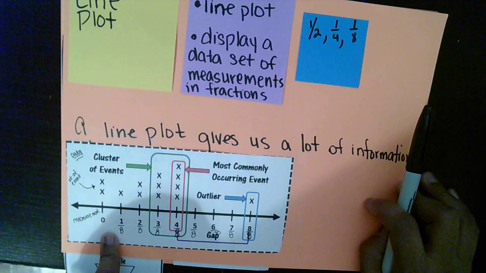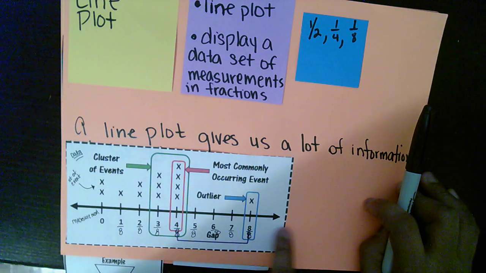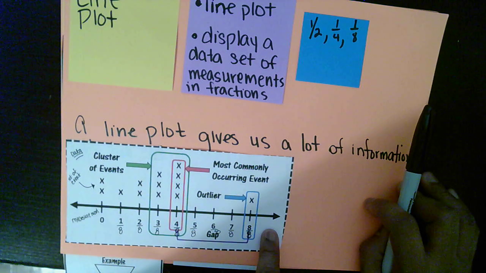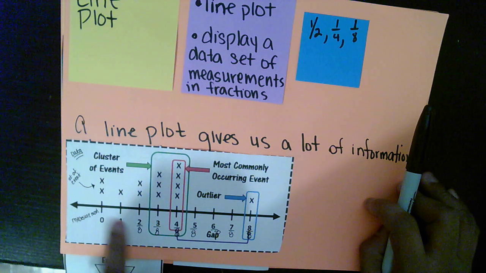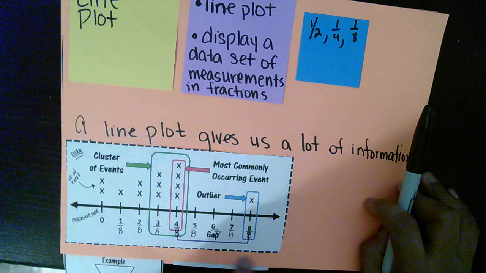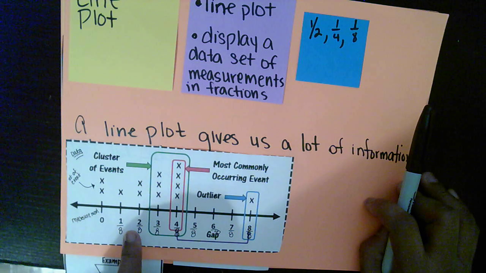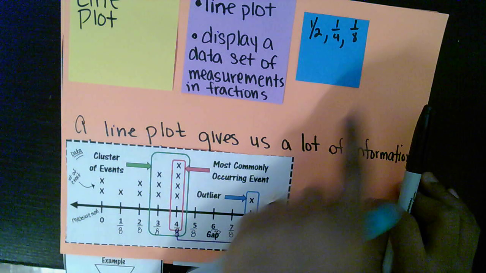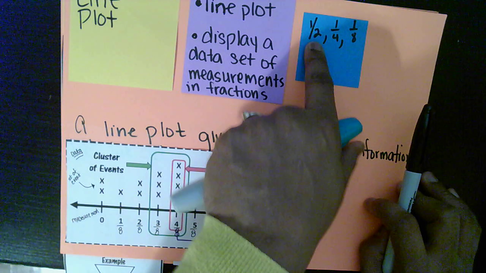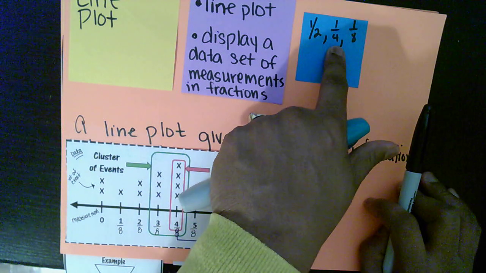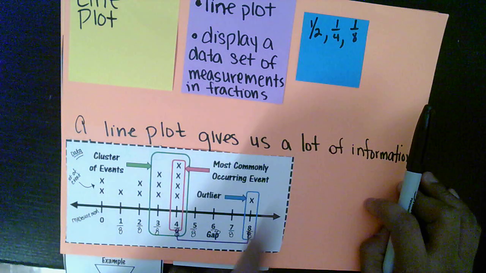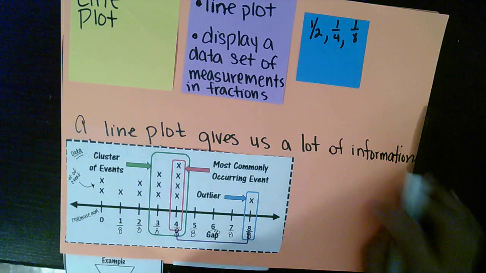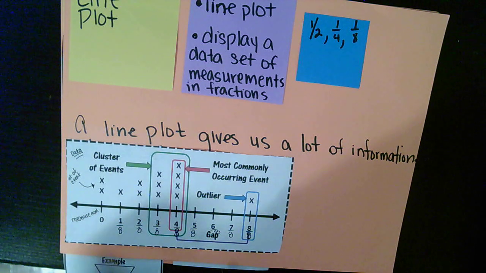So maybe in the past you've seen a line plot just like this, or a bar graph, or a pie chart, and it's broken in wholes. So it might be 1, 2, 3, 4, 5. But in fifth grade and moving forward, you'll see it with fractional measurements. Okay, and fractional measurements are just 1/2, 1/4, 1/8, and you just have to pay attention to that.